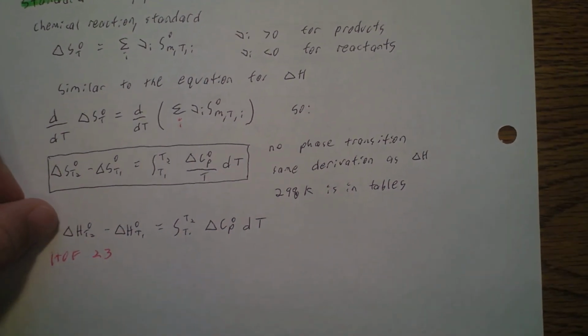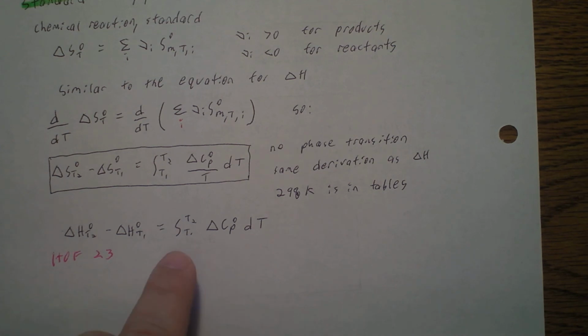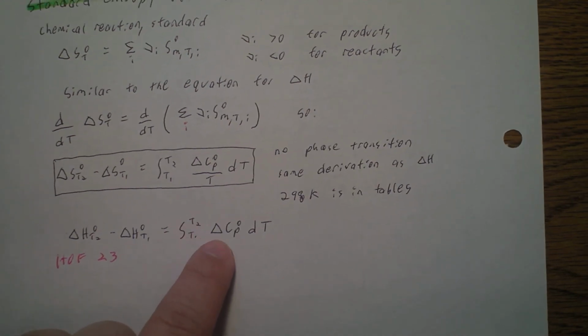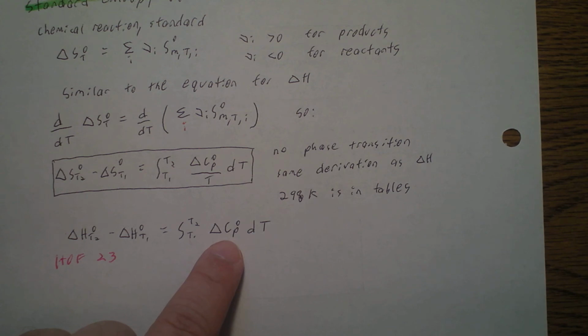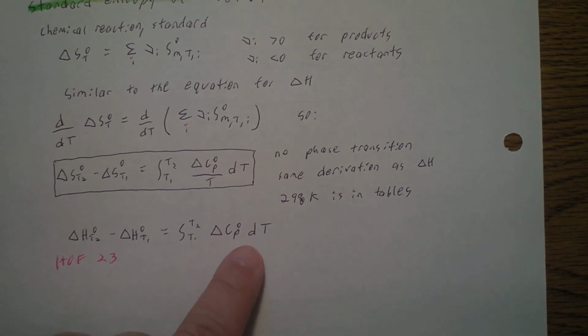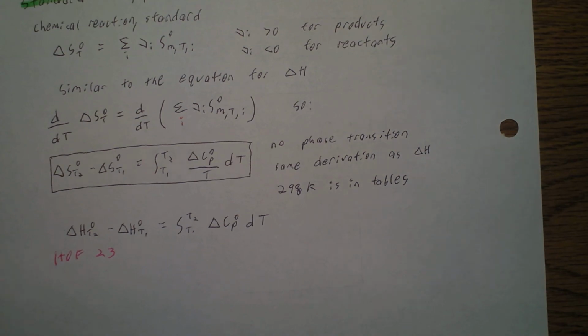And then the change in enthalpy at T2 minus the change in enthalpy at T1, all in the standard state, is going to be the integral from T1 to T2 of the change in heat capacity in the standard state at constant pressure, dT. See handout figure 23. That's the end of section 7.